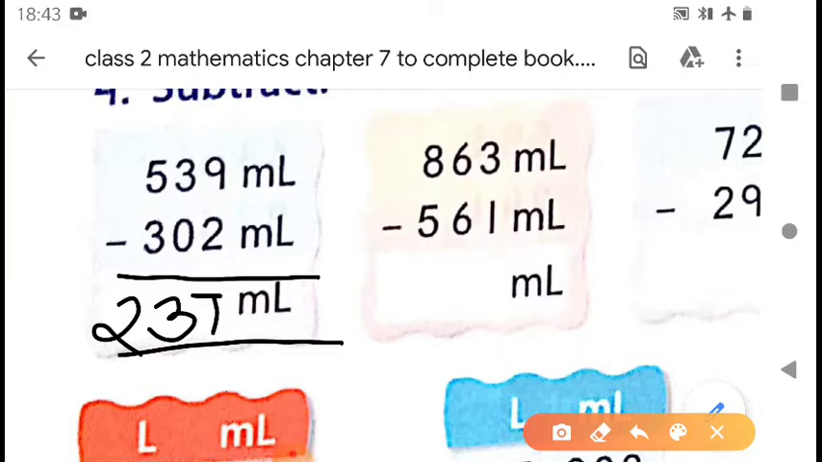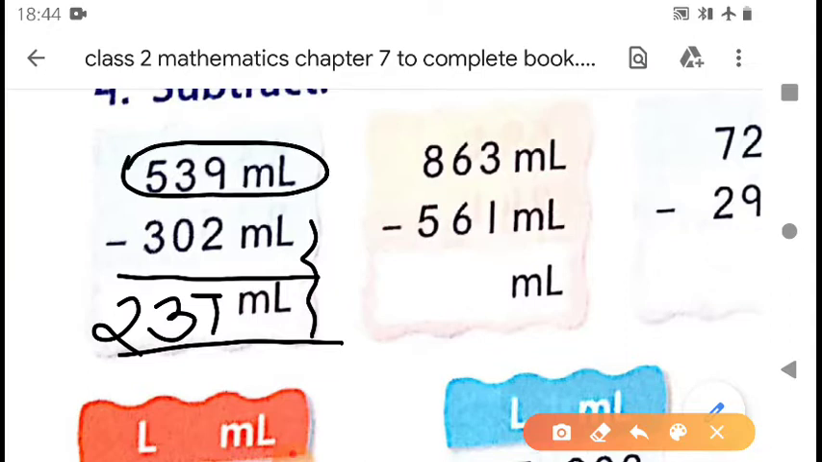as answer. Now if you wish to check, you can add 237 ml, that is the answer, and the smaller number, that is 302 milliliter. And when you add these two, you should get this number. So adding 302 and 237, you get 7 plus 2 is equal to 9, 3 plus 0 is equal to 3 and 2 plus 3 is equal to 5. That means your subtraction is correct.